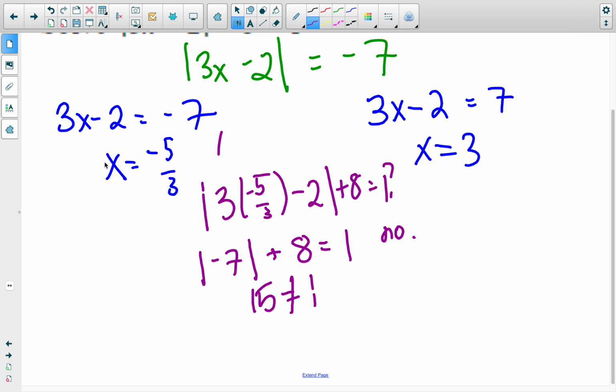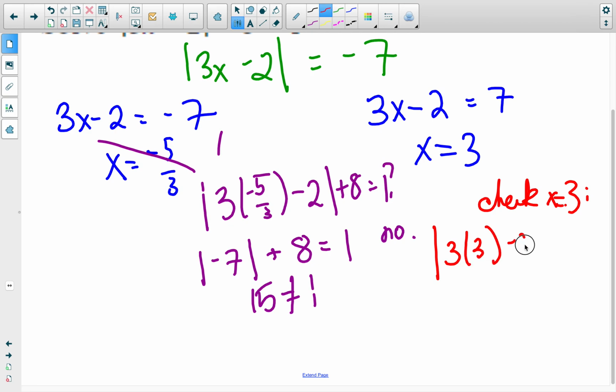So x equals negative 5/3 is extraneous, so we do not want to include that in our final solution. It appears to be a solution, but it's not. So now let's check x equals 3. Is the absolute value of 3 times 3 minus 2 plus 8 equal to 1? That's our question.